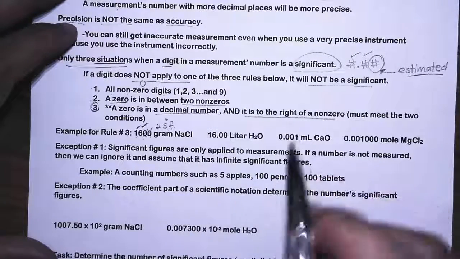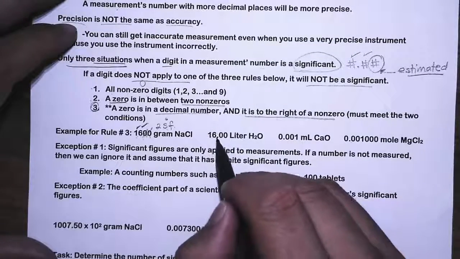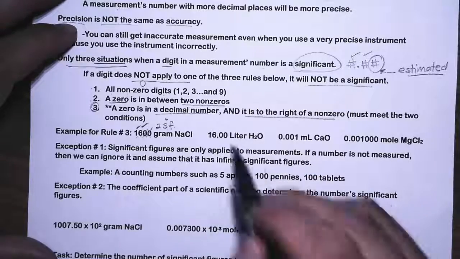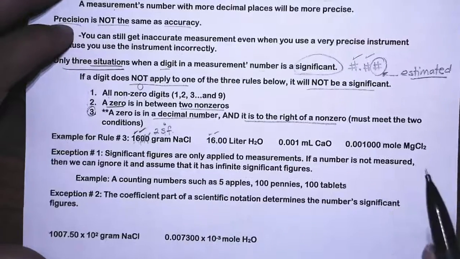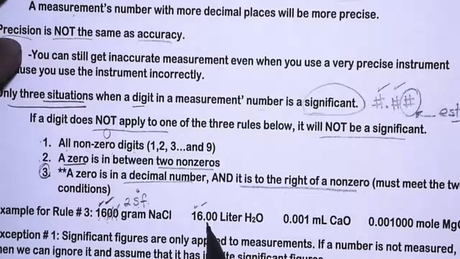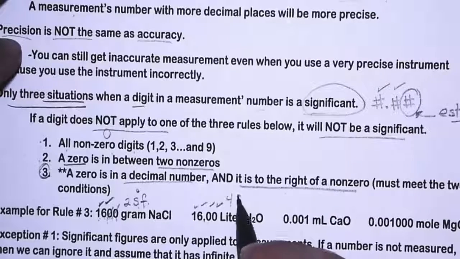Let's look at another example. We have 16.00. Of course, the 16 is significant. But look at these 0s. Are they significant? First of all, it is a decimal number. That's good. Now, are they to the right of a non-zero? Yes. So therefore, these 0s are significant as well. So we have 4 SF, four significant figures.